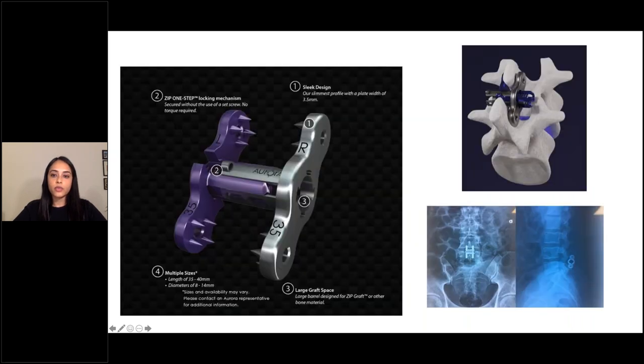This is the Aurora Zip implant that was developed as an alternative to pedicle screw fixation. It too is designed for use in the non-cervical spine and has a space here in the middle for graft material.